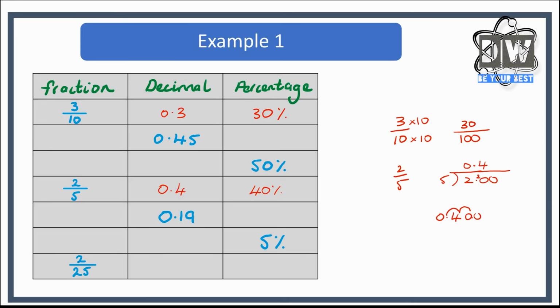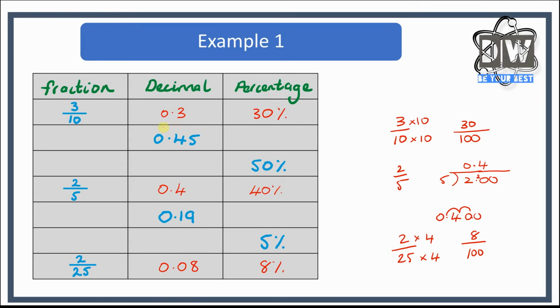Okay, so the last one, again, we can easily convert this bottom number into 100 by timesing it by 4. Whatever we do to the bottom, we do to the top. So we're going to end up with 8 over 100, which is 8%. And as a decimal, we're going to divide by 100, which gives us 0.08. Some people get this wrong because they put like 0.8. But just remember, 0.8 would be 80%. So this is going to help us on this one here as well.